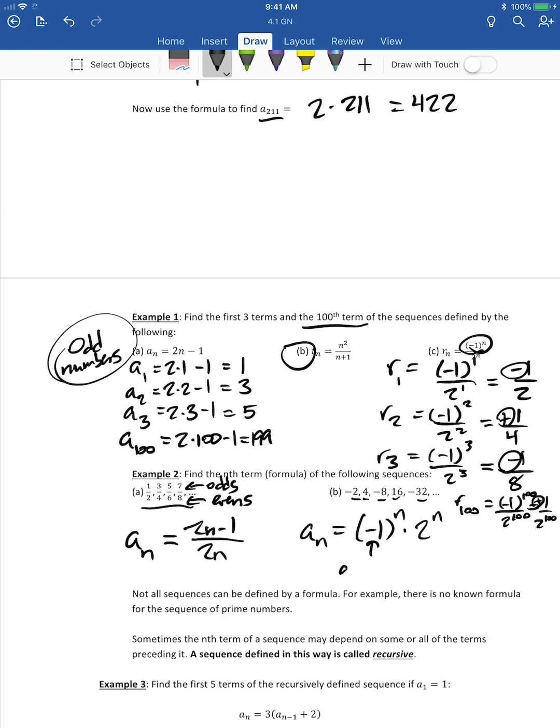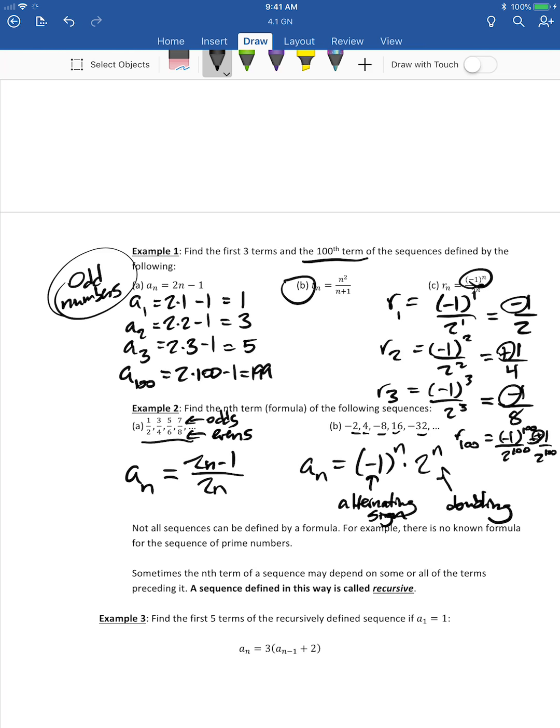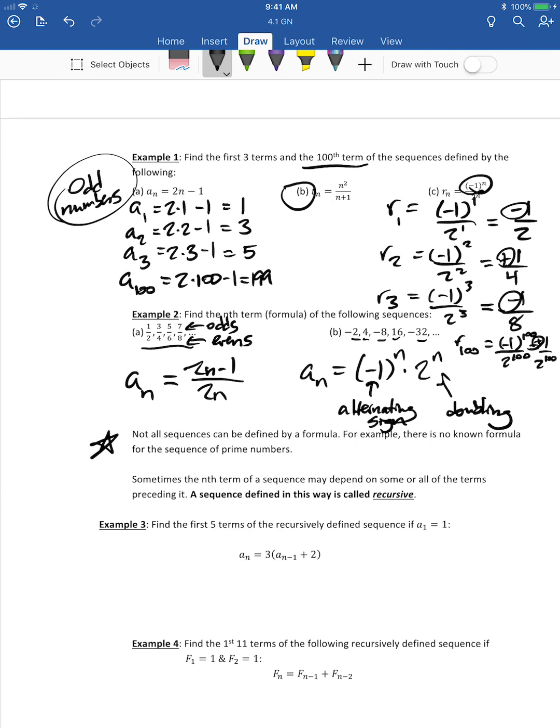So again, this is alternating signs. And this is doubling. And I can check that for some term numbers, and I see that this is the correct nth term formula. It's important to note here that not all sequences can be defined by a formula. So for example, there's no known formula for the sequence of prime numbers. The prime numbers are incredibly interesting. In fact, there's a whole field of mathematics called number theory that deals heavily with integers and with the prime numbers. We can talk about that separately if you'd like. I'm always here to discuss cool math stuff.